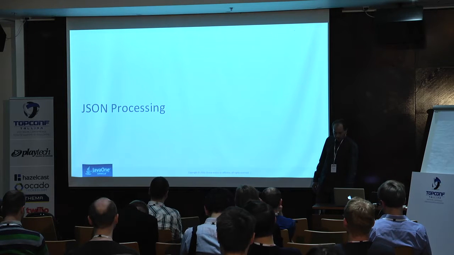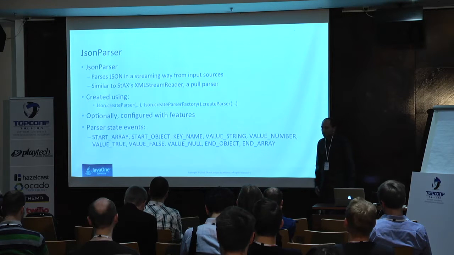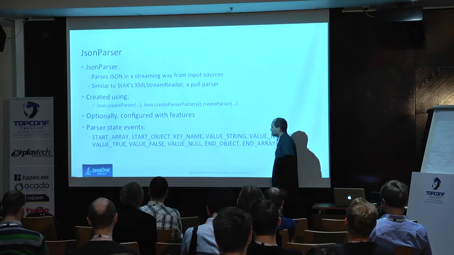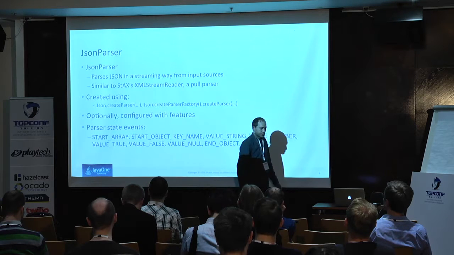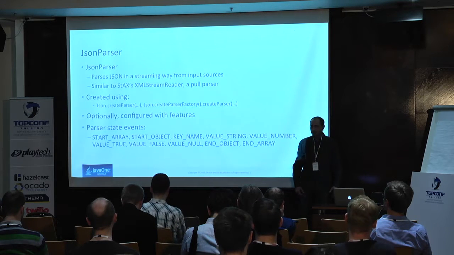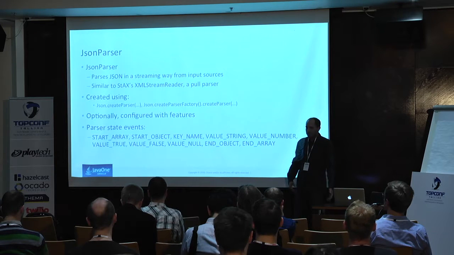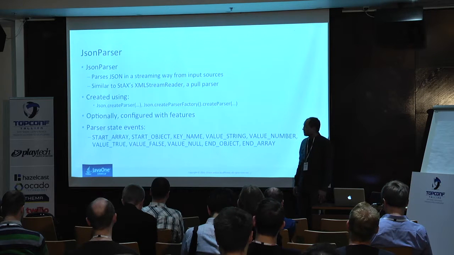So let's take a look at JSON processing. The most important class in the JSON processing API is Json. Basically, it offers static methods to create particular classes like parser, generator, builder for array, builder for JSON object, and so on.